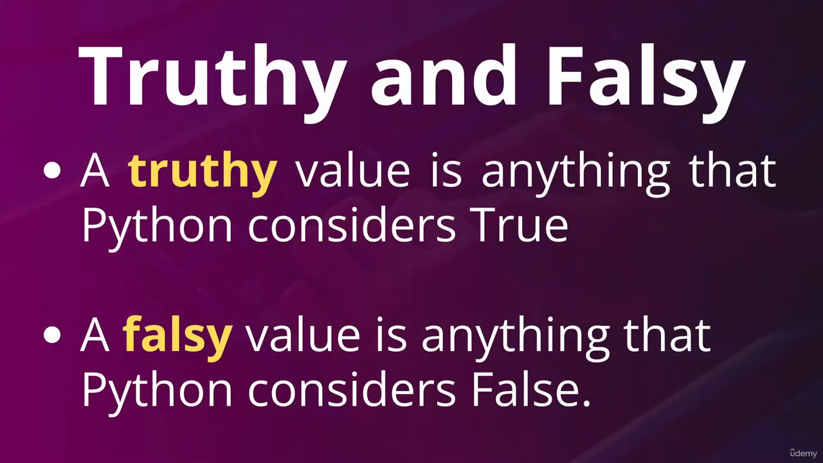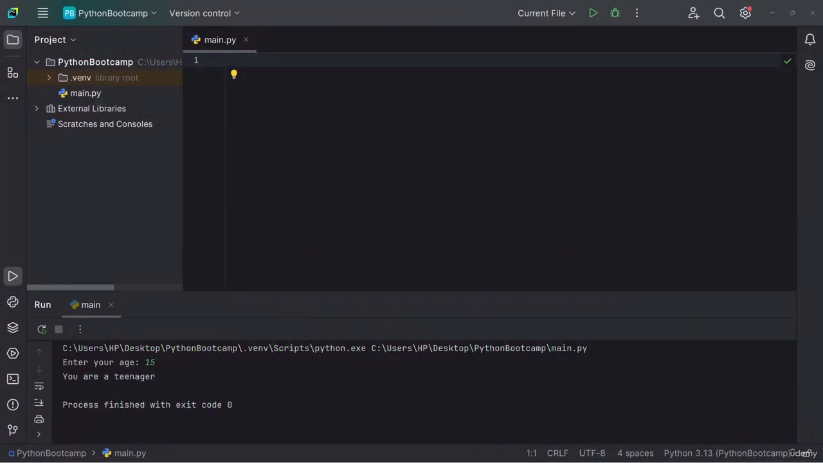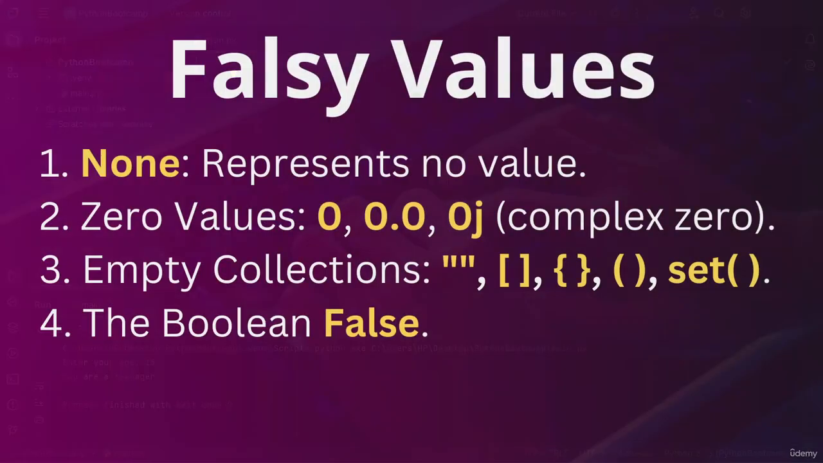Every value has a Boolean interpretation, either true or false. A truthy value is anything that Python considers true, while a falsy value is anything that Python considers false. Alright? So, Python considers these as falsy values. We have None. None represents no value in Python. We have zero values, either 0, 0.0 or complex 0. So all those, they are falsy values.